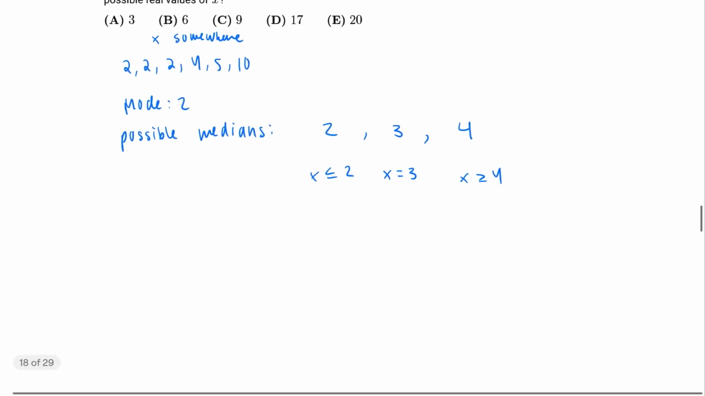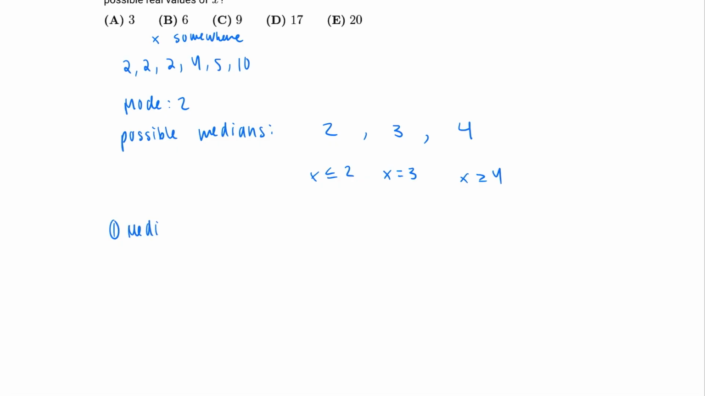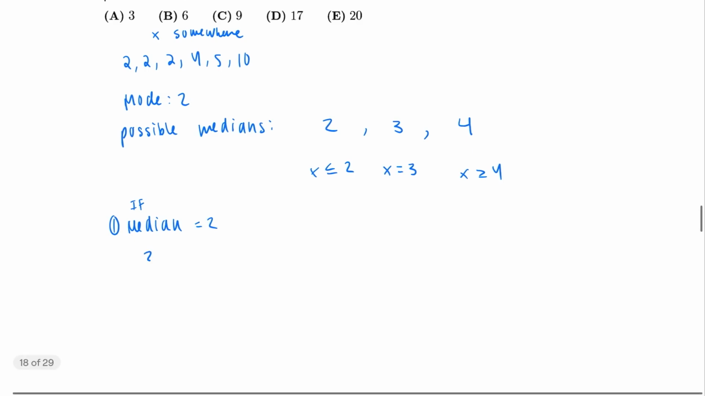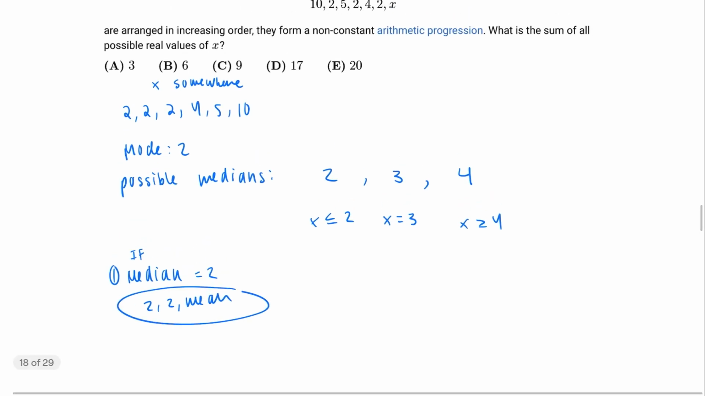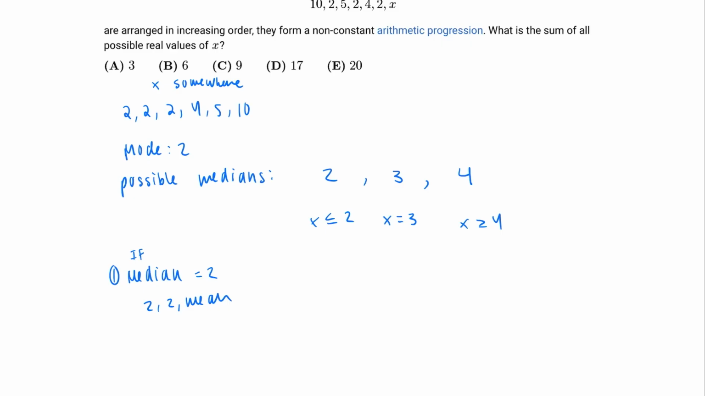So for example, if the median is 2, then we have a mode of 2, a median of 2, and a mean. But the problem tells us that these 3 numbers have to form a non-constant arithmetic progression, which is not possible because we have 2 2's. So we don't have any values of x in this case.